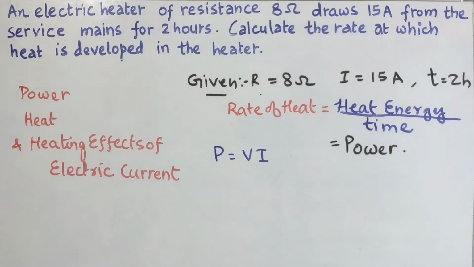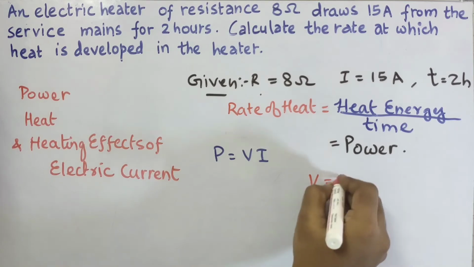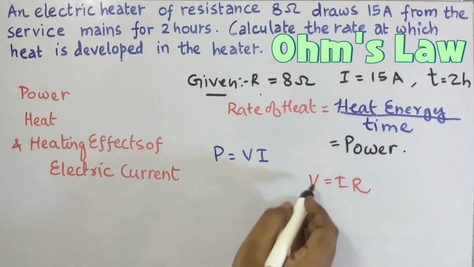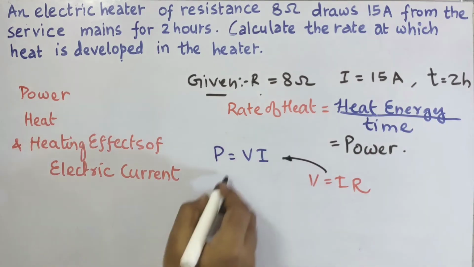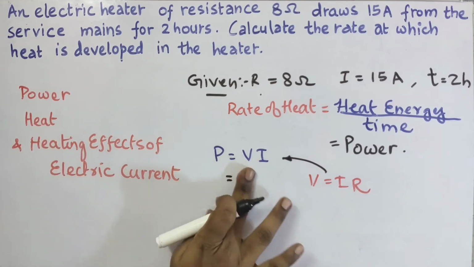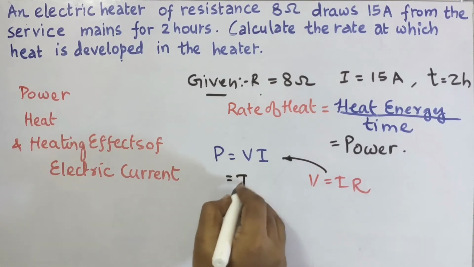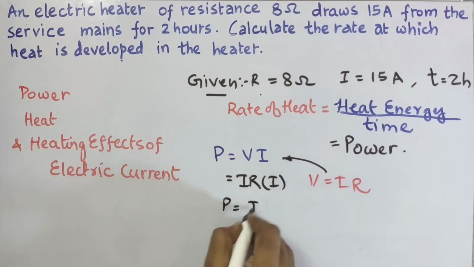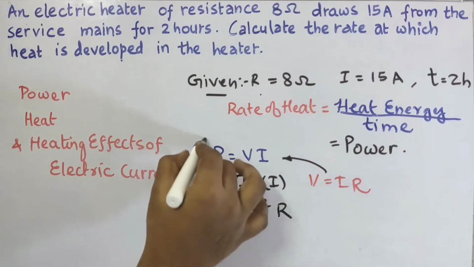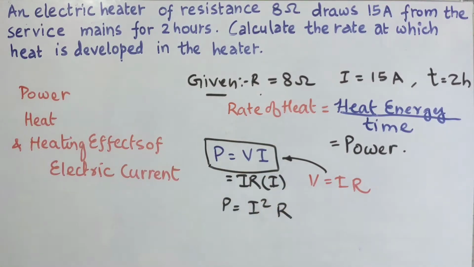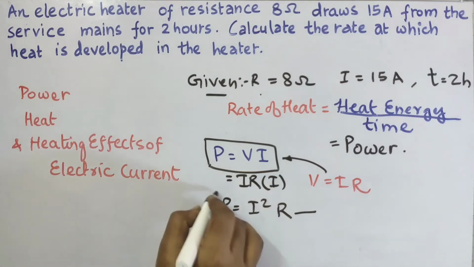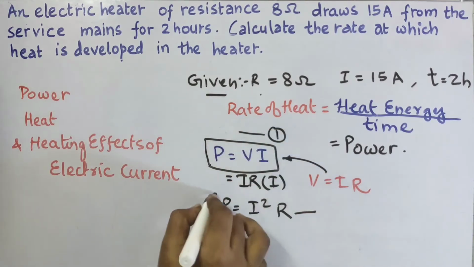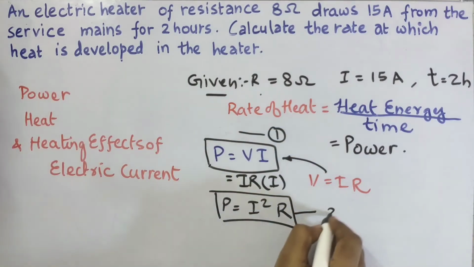So by using Ohm's law, we can write V is equal to IR. So putting the V in this equation, instead of V, we'll write IR into I. So P is equal to I square R. So this is the main formula and this is another formula. Let me write this as equation 1 and this as equation 2.